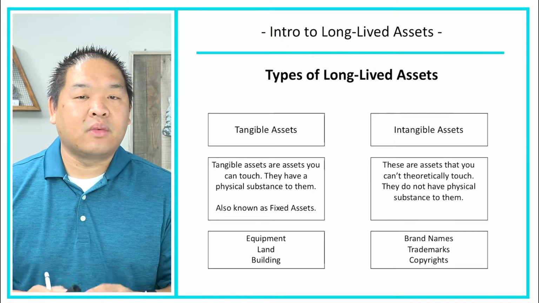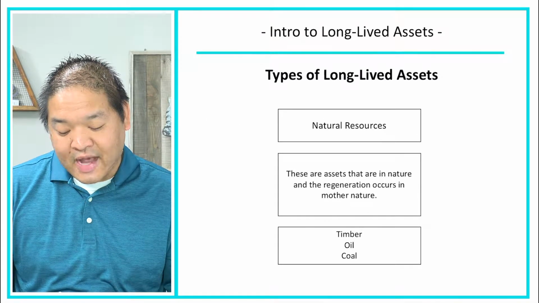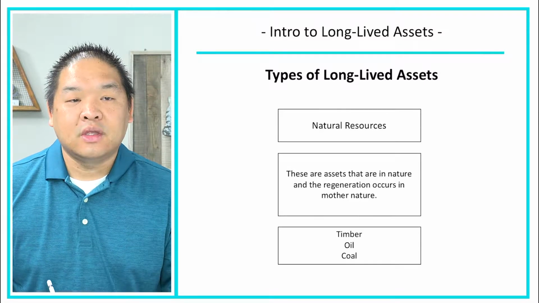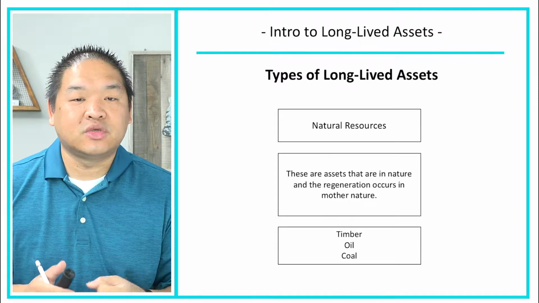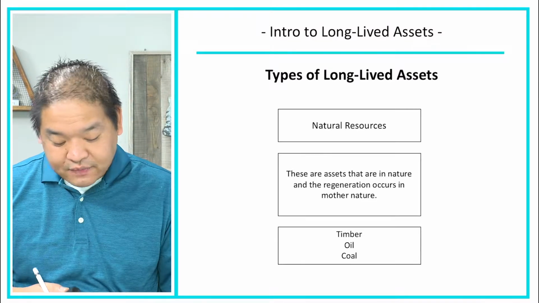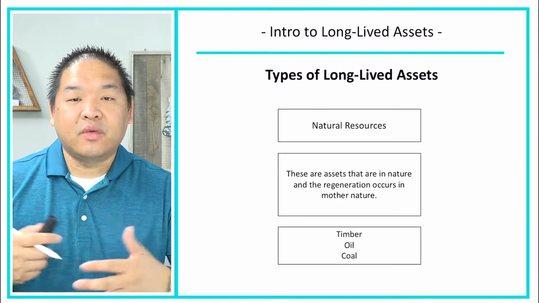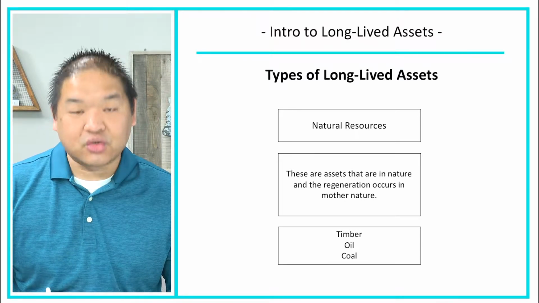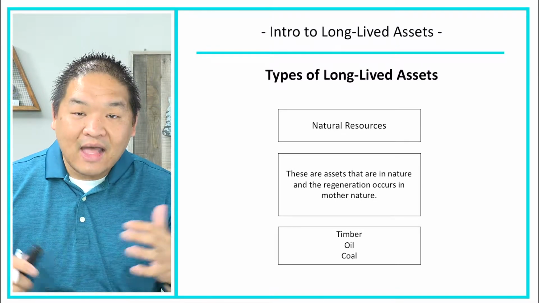The third type that we're not really going to be talking about a lot in this section is natural resources. Natural resources are assets that are in nature and whose regeneration occurs in Mother Nature. Although we may have a little bit of a hand in it, some of these natural resources just regenerate themselves through Mother Nature. Examples of this would be timber, oil, and coal. These are things that are regenerated by the earth and Mother Nature doing its thing. So those are natural resources. We're not going to talk a lot about those in this section, but that's another class of long-lived assets that a company might have.